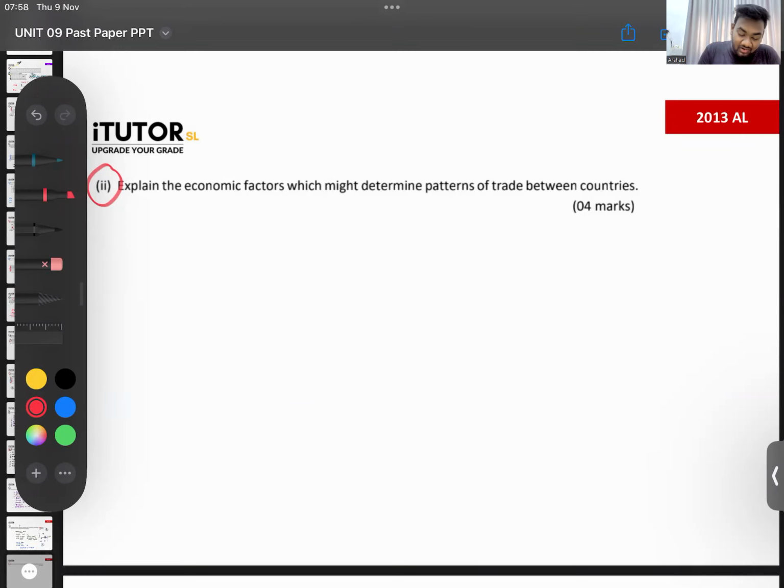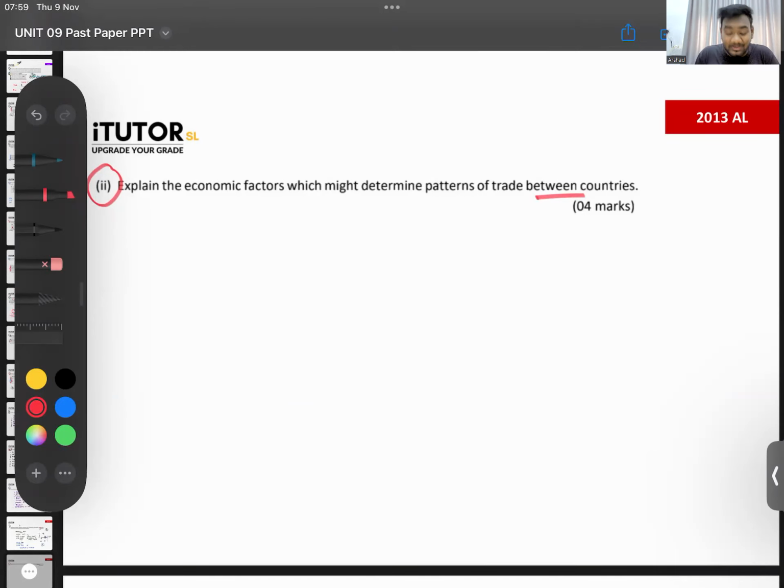So explain the economic factors which might determine the patterns of trade. Patterns of trade means who trades, right? Do I trade this good or do I trade that good? Which good do I specialize in? Those kinds of things are what you call the patterns of trade. Who specializes and exports garments? Who specializes and exports tea? So what are the factors?